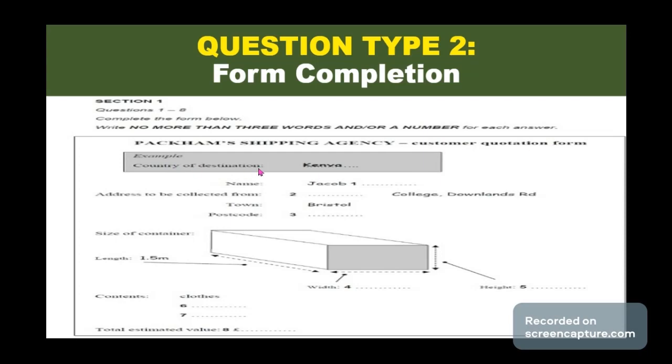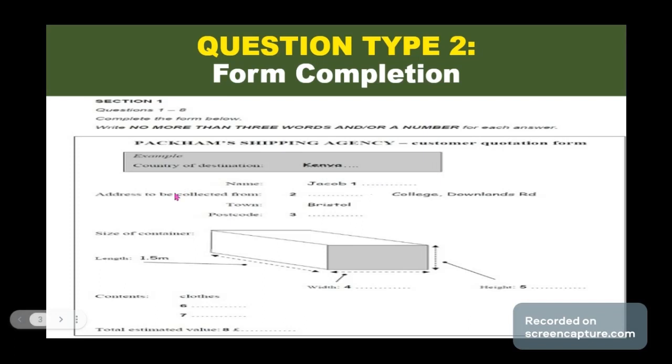Now, the country of destination is Kenya. See, you are given the information here. Then the next thing is name. What is the name of the customer? You are already given his first name. His first name is Jacob, and then his surname or other names will be required as answer to question 1. So you can see the blank space here. This is where you are going to put Jacob's surname.